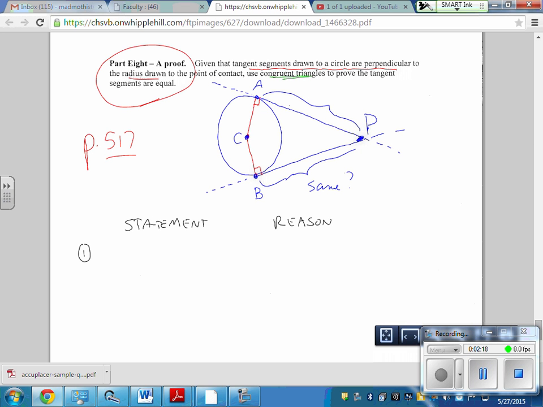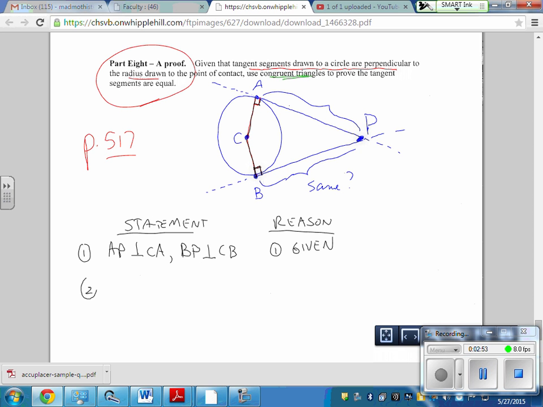Okay, so the first thing would be that AP is perpendicular to CA, and BP is also perpendicular to CB, and those are given. Okay, so that would be the first way that you would set up this proof. The statement that the tangent segments are perpendicular to the radius drawn to the point of tangency. And you should mark the picture. It probably won't be marked, but you should immediately put in the little square.